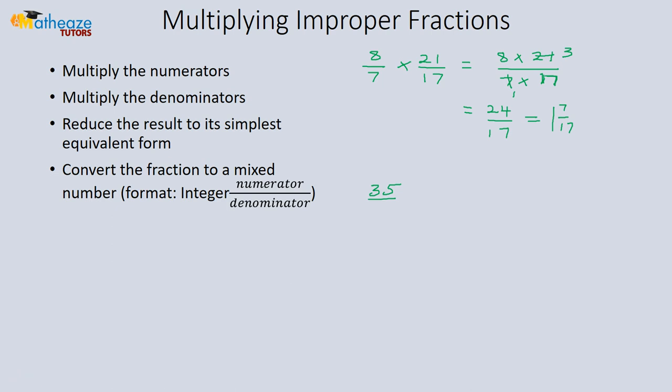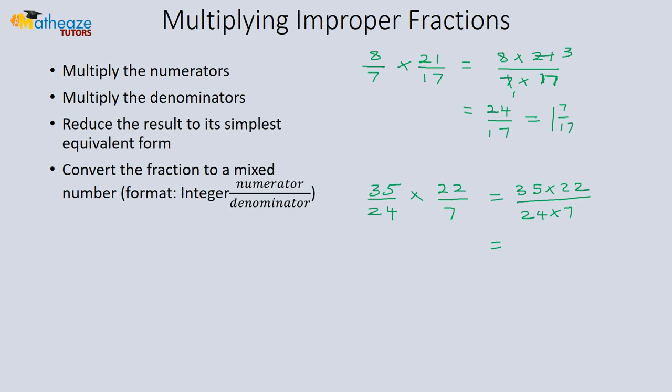35 over 24 multiplied by 22 over 7. So, customary practice is multiply numerators together and then multiply denominators together. So now we're going to look at establishing factor relationships between numbers in the numerator space and the denominator space.